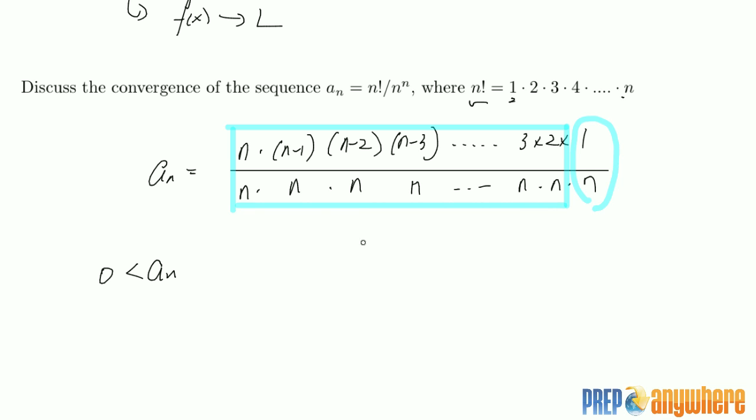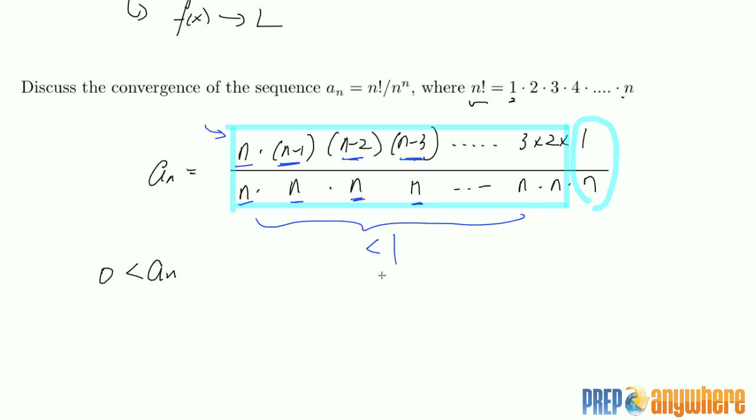Now ask yourself, this square box that I highlighted, is that greater than 1 or less than 1? To answer that question, you have to look at the numerator and the denominator and see which one is bigger. Here it's the same. Here this is 1 smaller than this, 2 smaller than this, 3 smaller than this. So clearly the numerator is smaller than the denominator, which means this part here is less than 1.